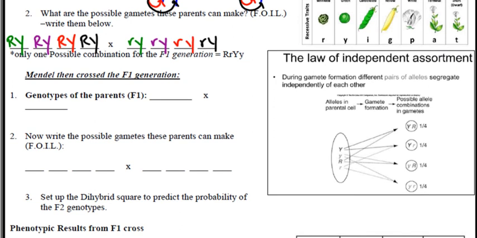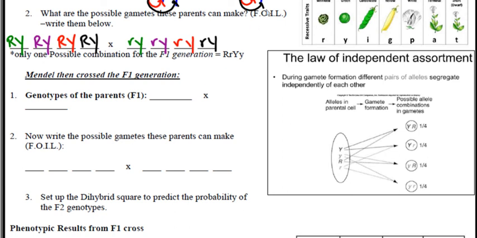So when we look at this, remember, we have to follow 2 laws. The law of segregation basically says that each parent can only give you one allele, which is why we only have a pairing of one R and one Y. And the law of independent assortment says that the different pairs of alleles segregate independently. So this is why we have to do the FOIL, where we have to see what are all the possible combinations that each parent can give you.